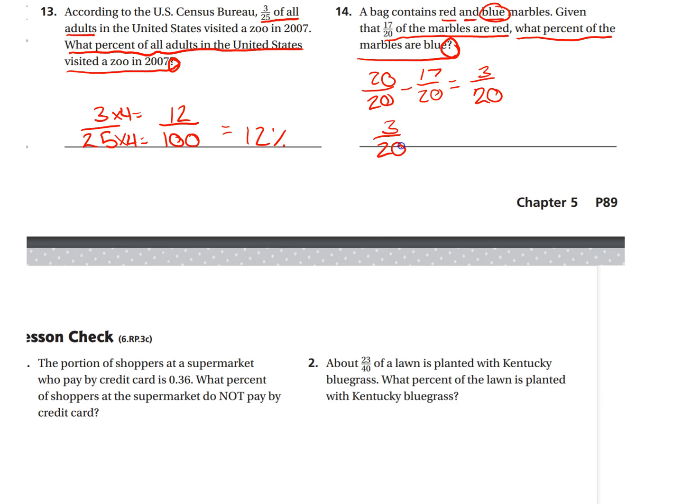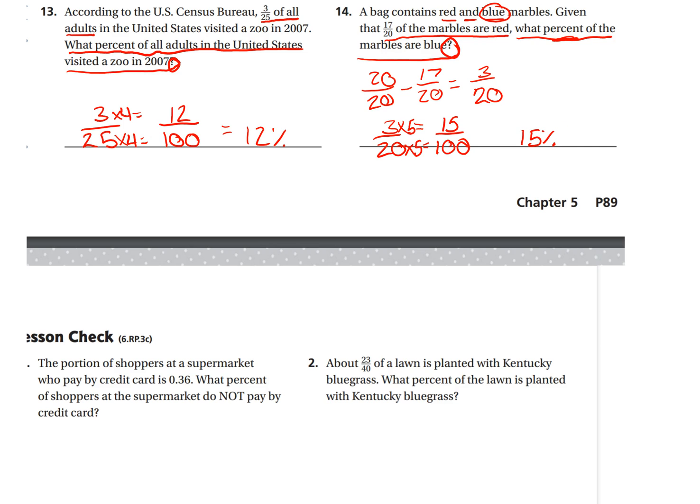So 3/20, we want to write it as a percent, so we want to make it per 100. 20 times what is 100? 20 times 5. Multiply the top by the same thing. It's going to give me 15 per 100, or 15%.